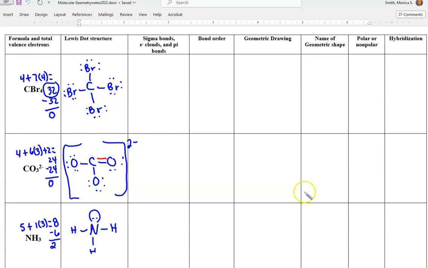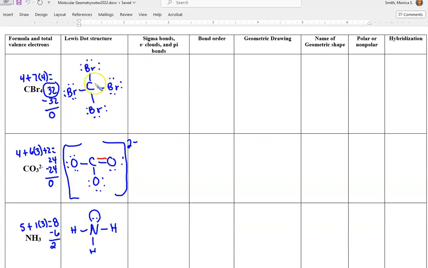So let us continue along. What we want to do now is go through and figure out how many sigma bonds, how many electron clouds, and how many pi bonds are in each one of these. Remember, the sigma bond was the first bond that forms between atoms, then everything else that forms is going to be a pi, and of course the clouds are going to be those extra electrons.